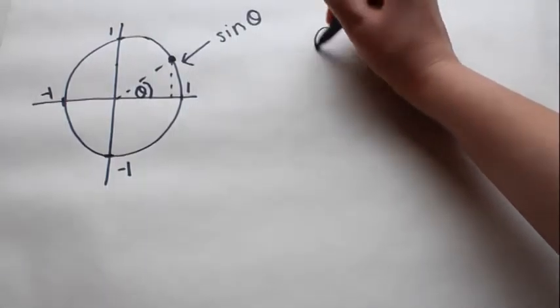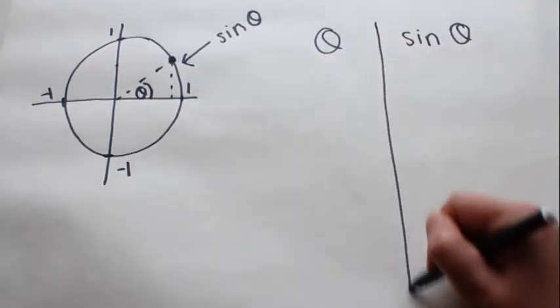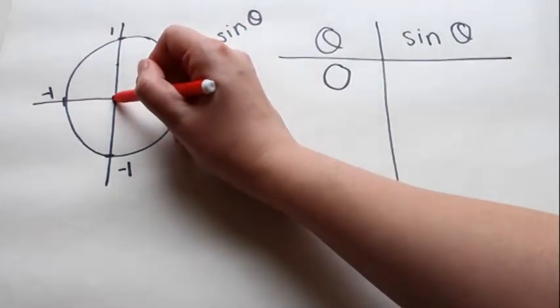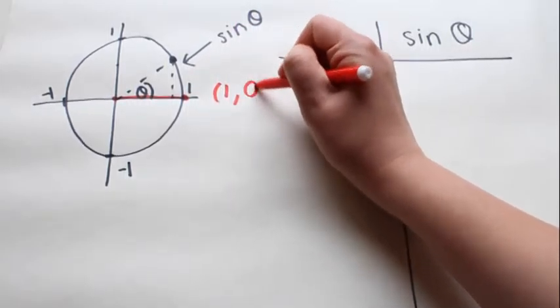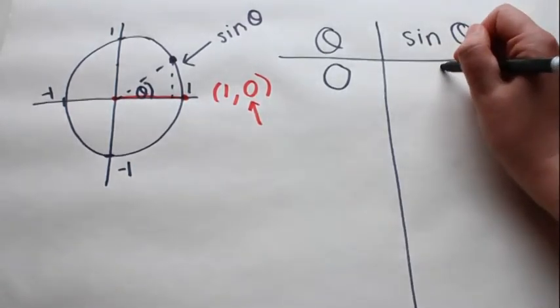To work out the sine theta values, we can write it out in a table between theta and sine theta. Starting at theta equals 0, we can see that when theta is 0, the y value on the intersection that angle makes is also 0, hence sine 0 is 0.